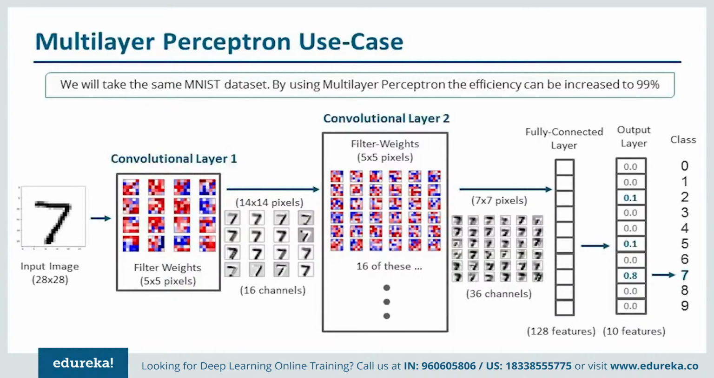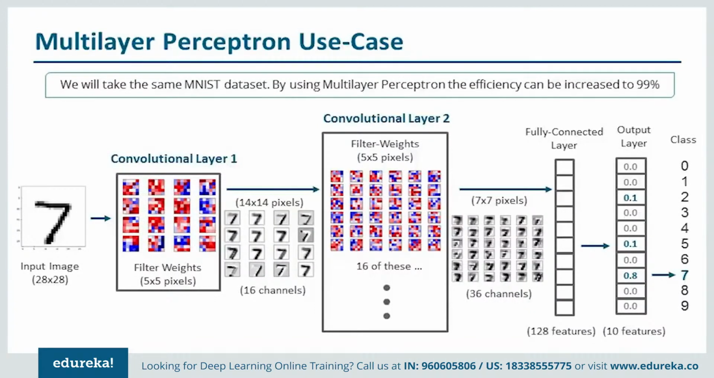Now these 16 smaller images from the first convolutional layer are then processed in the second convolutional layer. We need filter weights for each of these 16 channels, and we need filter weights for each output channel of this layer. There are a total of 36 output channels, so there are a total of 16 cross 36, equal to around 576 filters in the second convolutional layer. Now the resulting images are downsampled again to 7 cross 7 pixels. The output of the second convolutional layer is 36 images of 7 cross 7 pixels each.